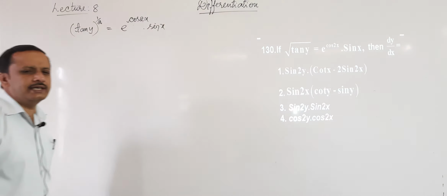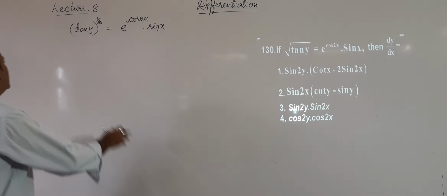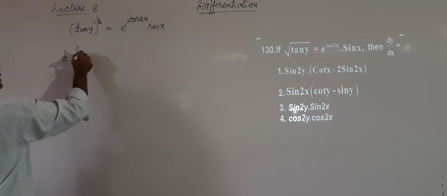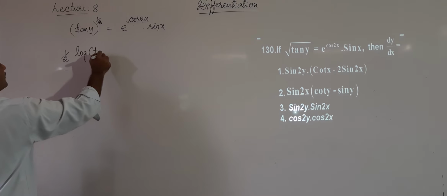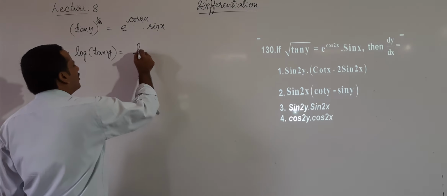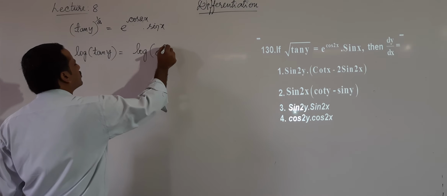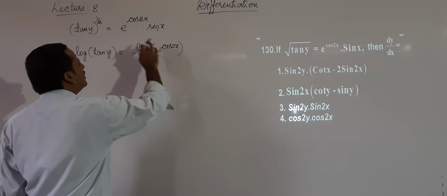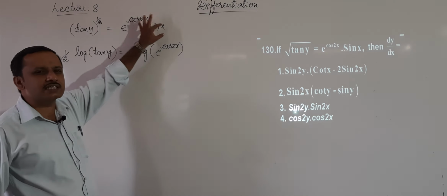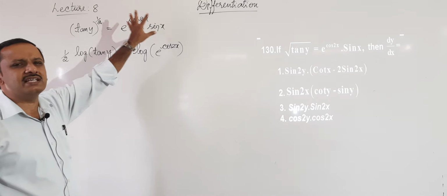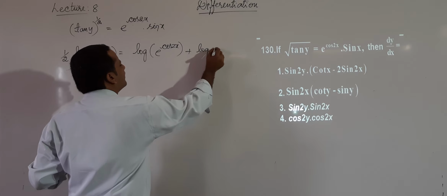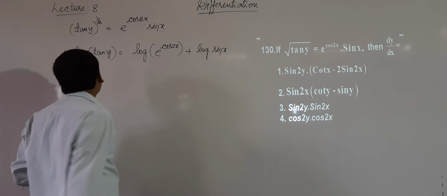I'll take log here. Taking log on both sides, that will give you log of (tan y) to the power 1 by 2, or I can write it as 1 by 2 log tan y. That's equal to log of e power cos 2x into sin x. Log mn can be written as log m plus log n. So log m plus log n, that will be log sin x.